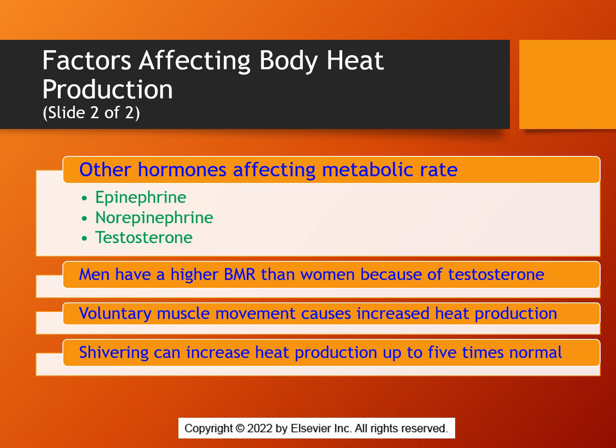Some other things that affect the metabolic rate are epinephrine, norepinephrine, and testosterone. That's why men have a higher BMR, because of testosterone. Voluntary muscle movement causes increased heat production. Well, think about that. Think about going out and going for a jog around the block. You're going to feel a little bit hot? I would say yes, you are. And shivering can increase heat production, and that's why when you get really cold, you shiver, because it helps increase your body temperature.